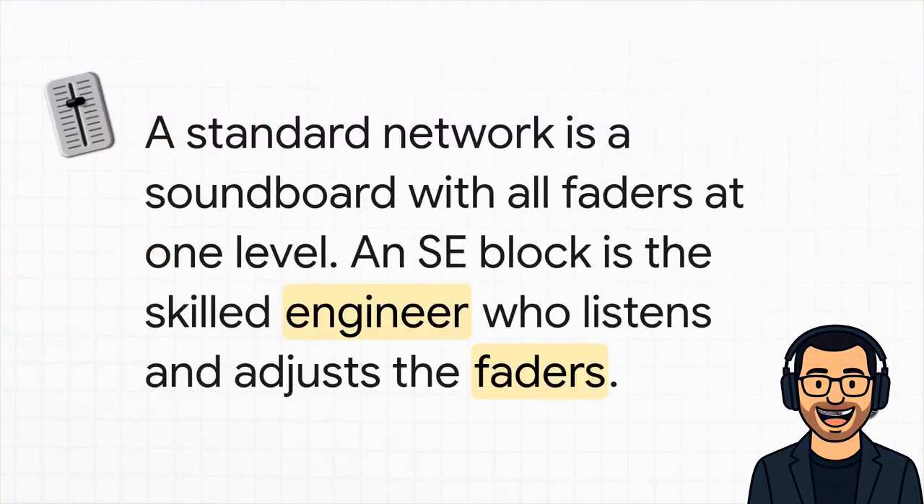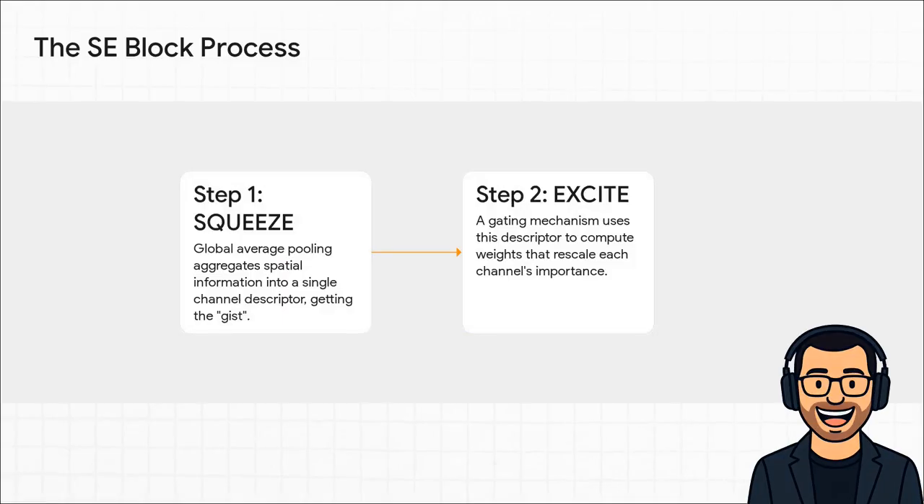Okay, to really get this, think about it like this. A regular network is kind of like a soundboard, where all the volume faders are just stuck at the same level. It treats all its features pretty much equally. But the SE block, that's your expert sound engineer, who listens to the whole mix and then intelligently decides which instruments to turn up and which to turn down. And it does this in two dead simple steps.